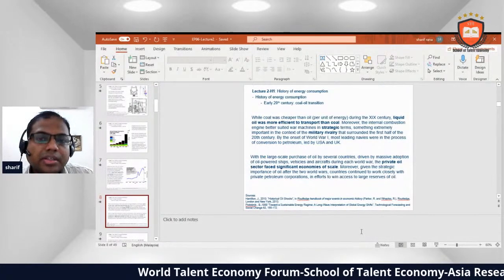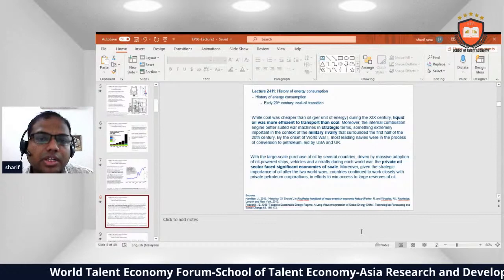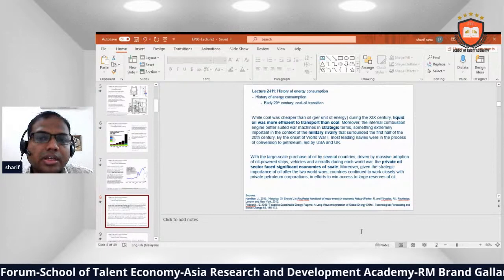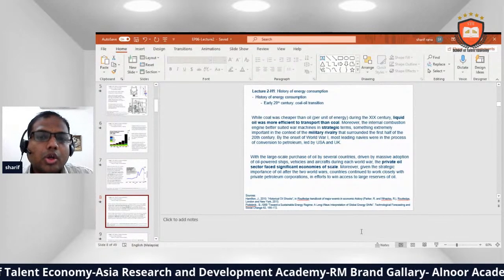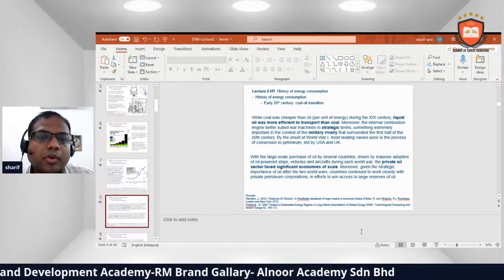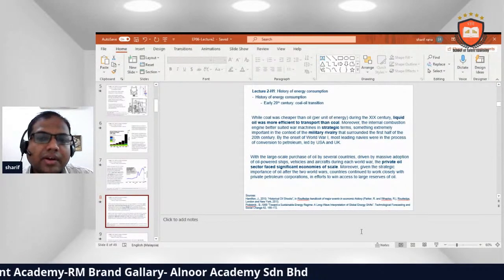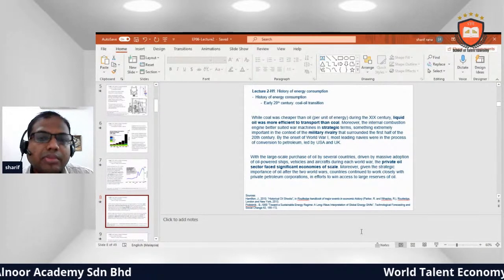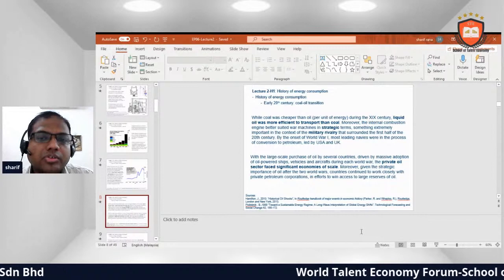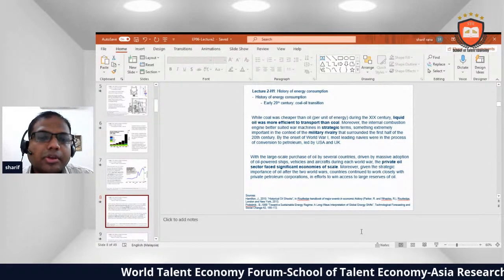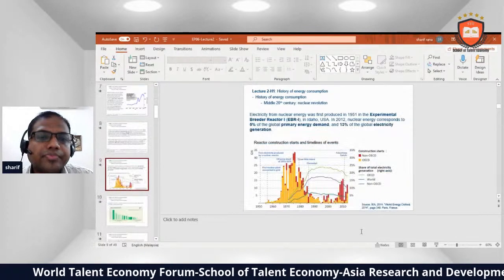While coal was cheaper than oil, during the 20th century liquid oil was more efficient for transportation than coal. Moreover, internal combustion engines were better suited to war machines in strategic terms, something extremely important in the context of the military rivalry that surrounded the first half of the 20th century. By the outbreak of the world war, the most leading nations were in the process of converting to petroleum, led by the USA and UK.